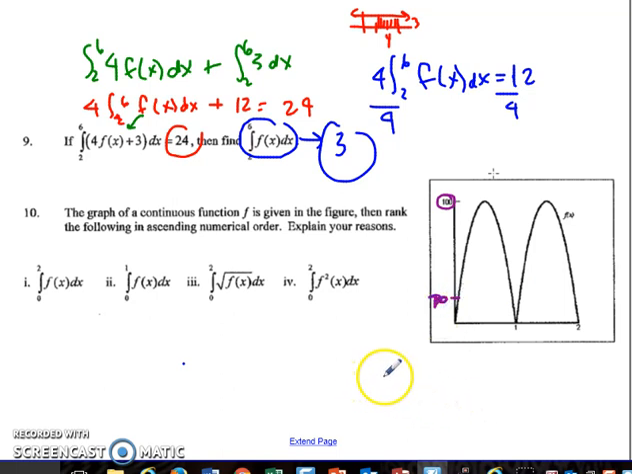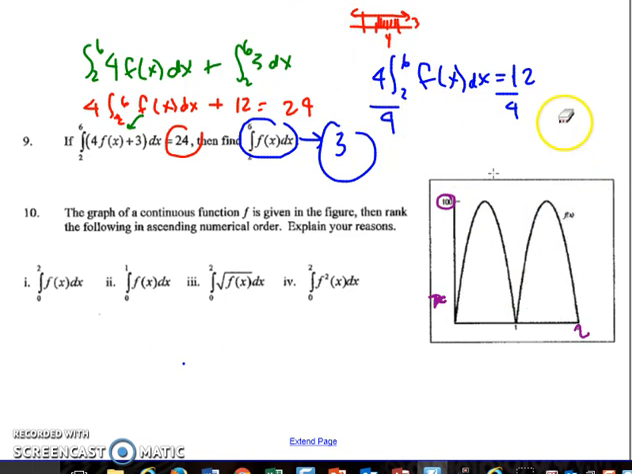So we want to rank in ascending order the following 4 numbers. The integral from 0 to 2 is the entire area between the curves. So it's something less than 200 because this is a 2 right here and 100 is up here. So it doesn't fill in the full area, but it's pretty big. Okay, so that's number 1.